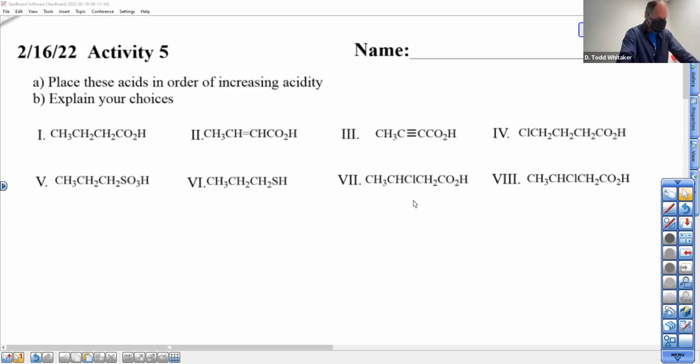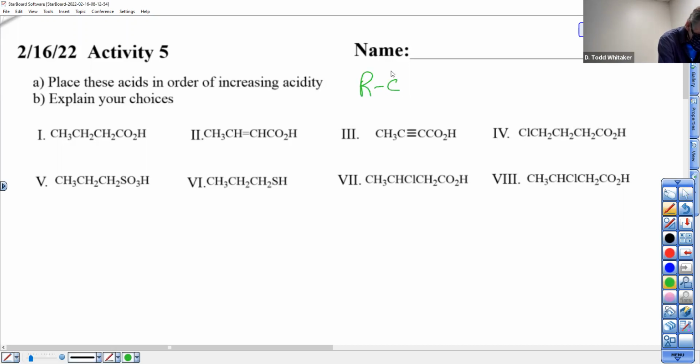We're going to talk about the acidity of carboxylic acids. Remember, when you have to compare carboxylic acids, I need you to talk to me about the stability of their conjugate bases. So in general, a carboxylic acid is going to become a carboxylate.